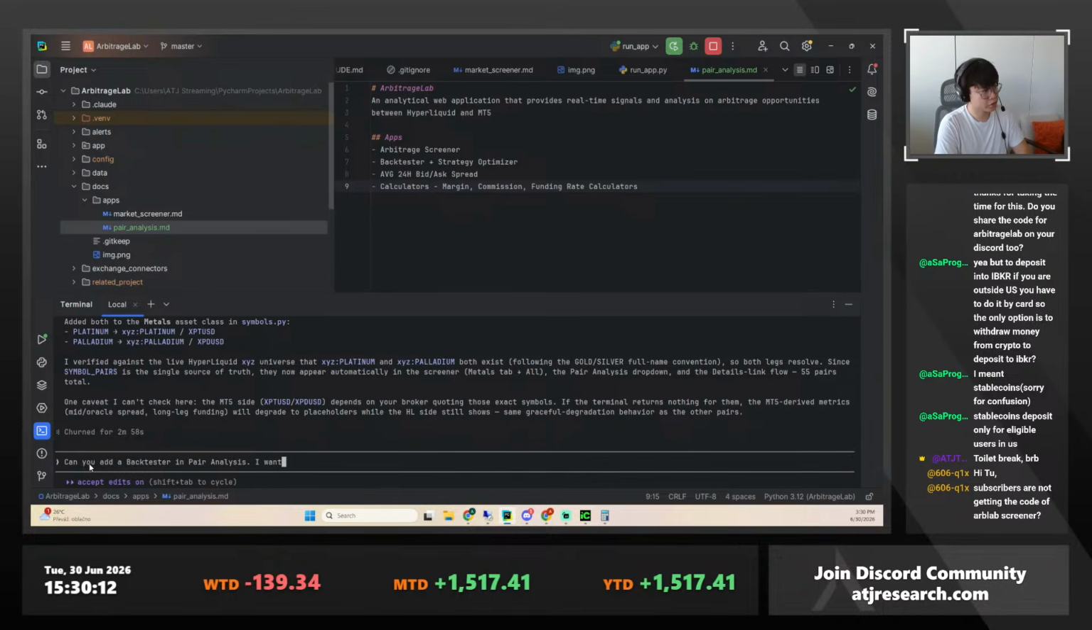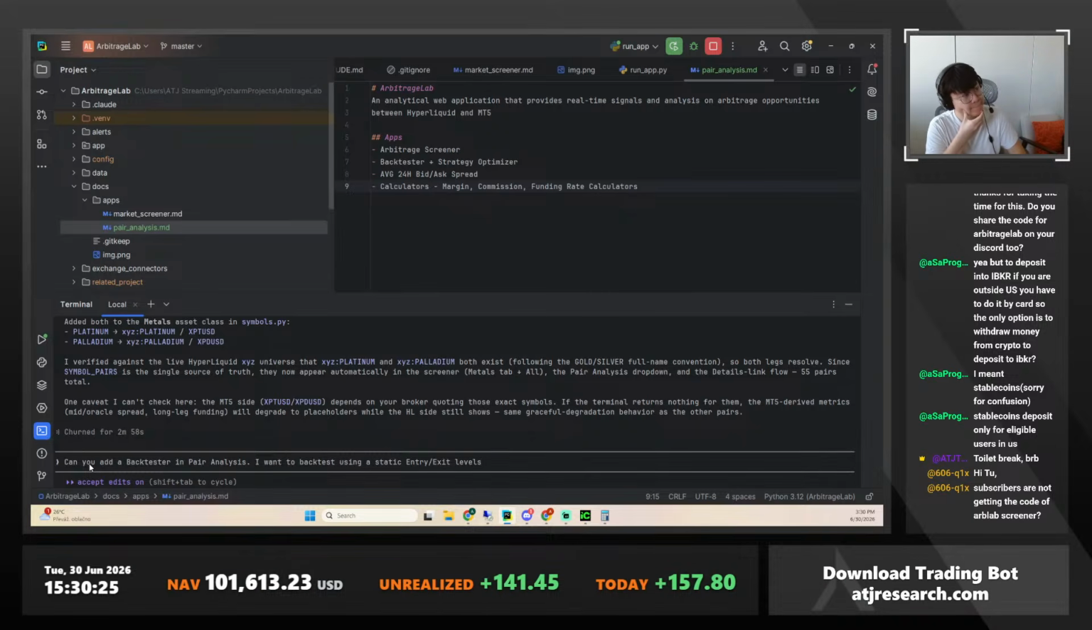I want to backtest using static entry exit levels, which also includes commission.